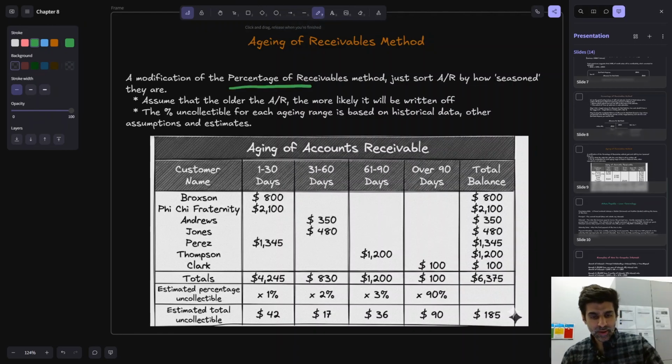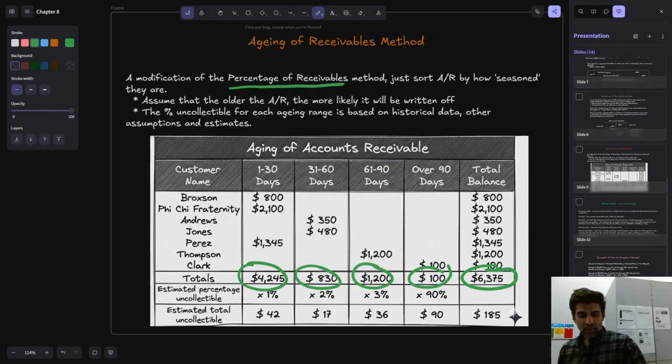We're using the same concept, but we're now stratifying our accounts receivable, because before it's just in one T account as like one balance. Now, this is the balance in the T account, this 6,375, but we're now breaking it out between these different kind of aging, as it's called, how old the account receivable is.